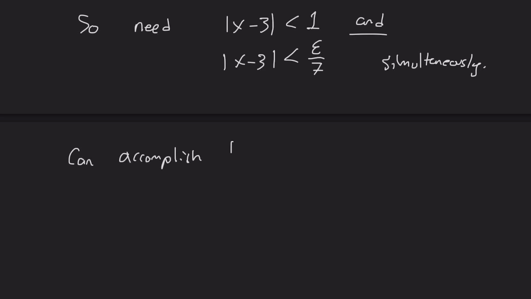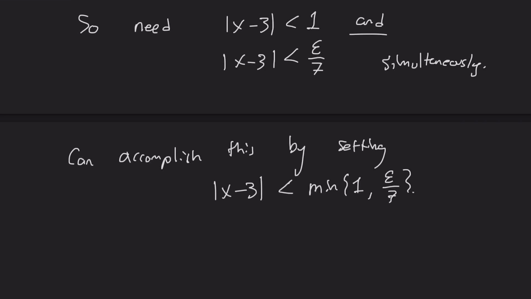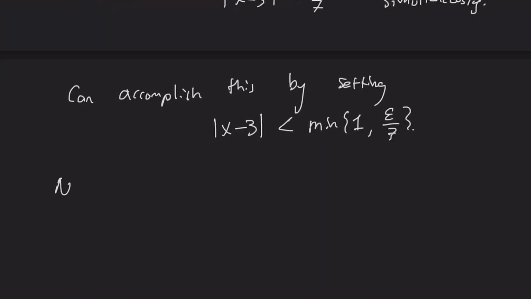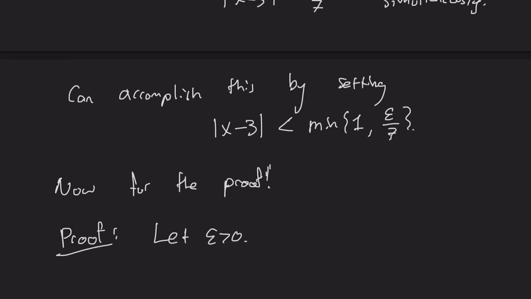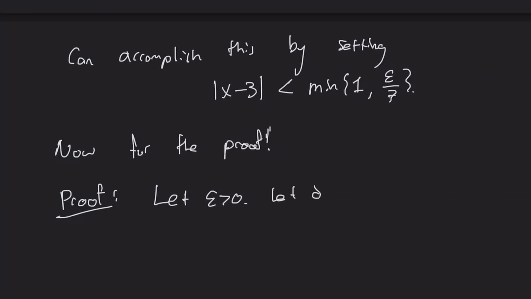Okay, we can accomplish this by setting the absolute value of x minus 3 to be less than the minimum of 1 and epsilon over 7. Because if it's less than that minimum, then it must be less than both of them. So now we can go for our proof. So proof: let epsilon be greater than 0, and we'll let delta be the minimum of 1 and epsilon over 7.